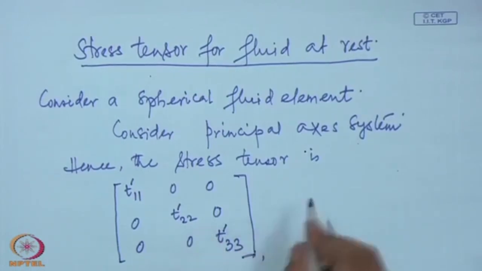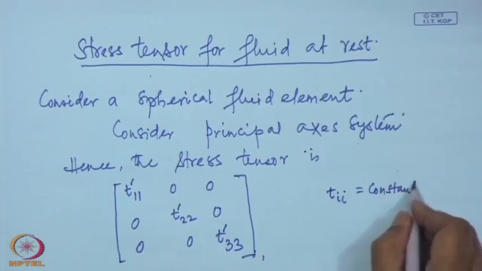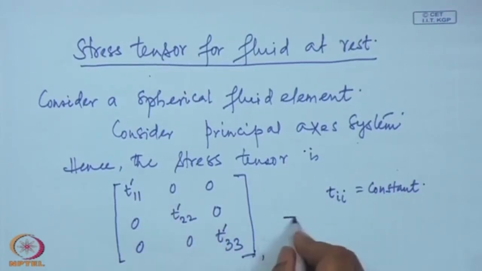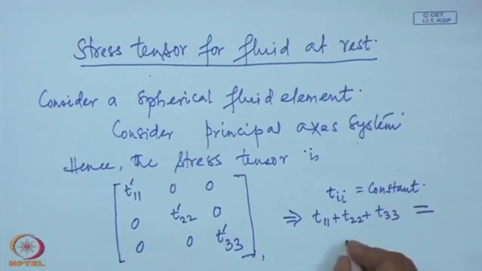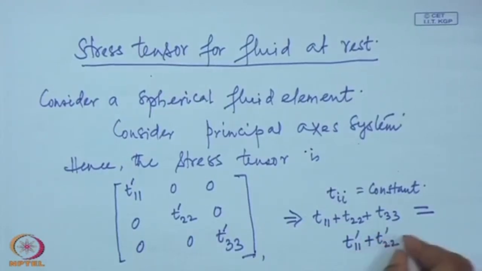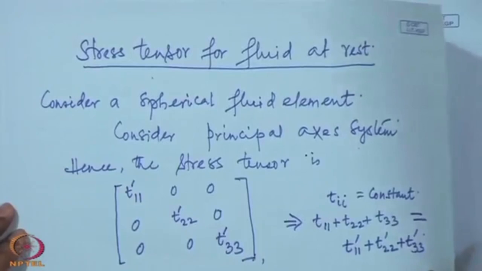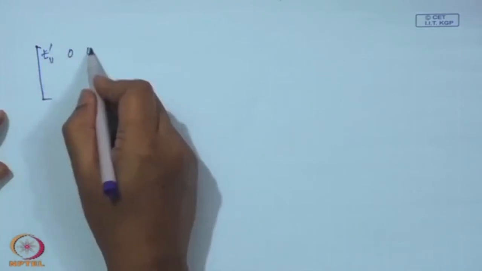However, we know that this is an invariant, TII equal to constant. Once again, TII means T11 plus T22 plus T33, and that being constant means it is the same as T11 prime plus T22 prime plus T33 prime. So, this implies that for any condition T11 plus T22 plus T33 equals T11 prime plus T22 prime plus T33 prime. Now, we would like to write this stress as the sum of two stress tensors. Let us write it explicitly instead of using any notation.